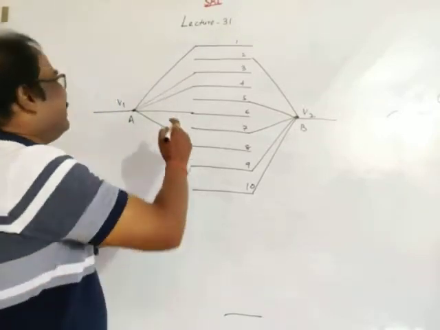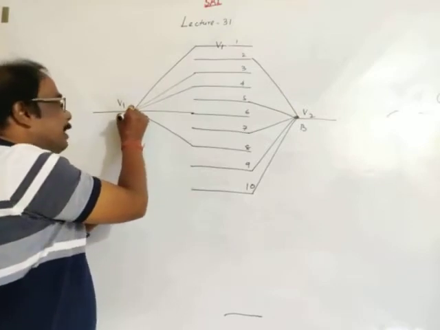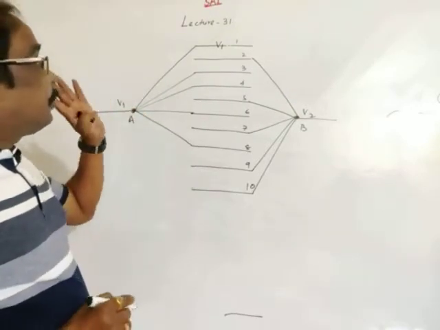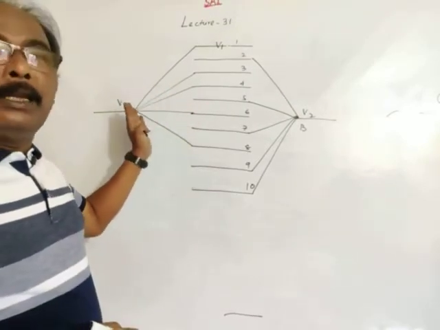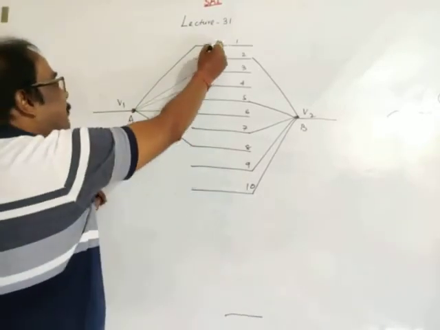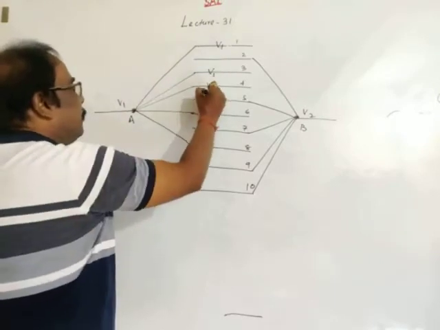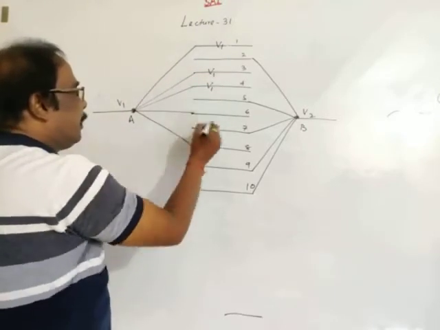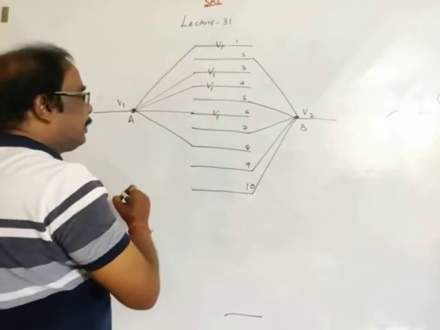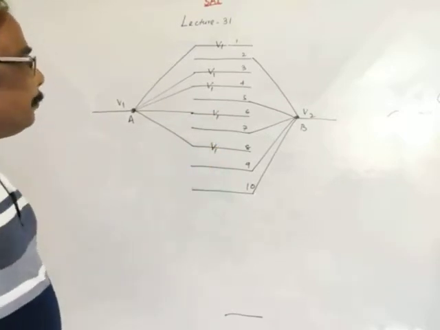See, the potential of plate 1 is V1. The potential of A is V1, so the plates which are connected to A must have the same potential. So the potential of the first plate is V1, the third plate is V1, the fourth plate is V1, the sixth plate is V1, and the eighth plate is also V1.